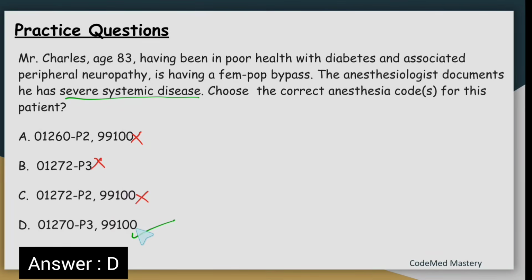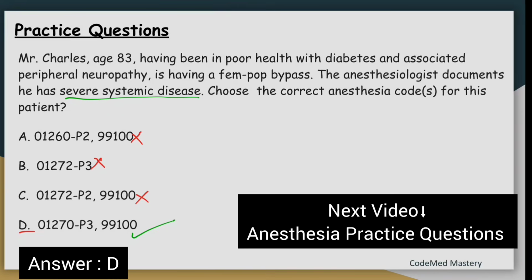In option D, they have mentioned the code 99100, which is for qualifying circumstance that the age of the patient is 83 years. If the age of the patient is older than 70, we have to use the add-on code 99100. So option D is the right answer.